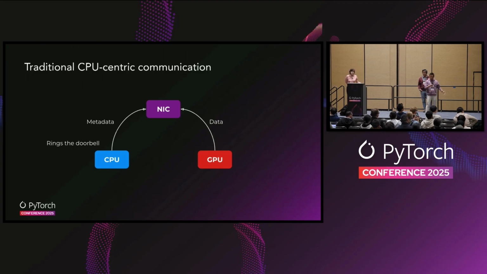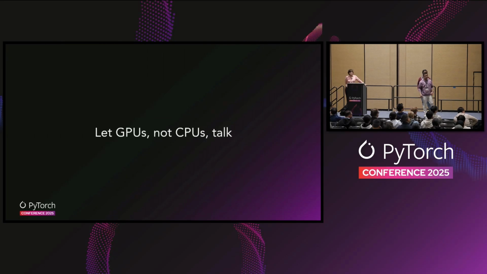First, the GPU will have to prepare the data and signal the CPU that the data is ready. And then the CPU, as a helper, would prepare metadata for the network transaction and ring the doorbell at the NIC. Lastly, the NIC will fetch data from the GPU and send it out. So this three-step round trip has a lot of overhead and hurts the performance of the network access. But we want to let GPUs instead of CPUs talk. How do we do that?